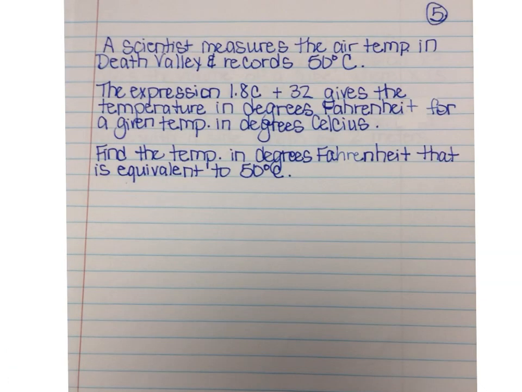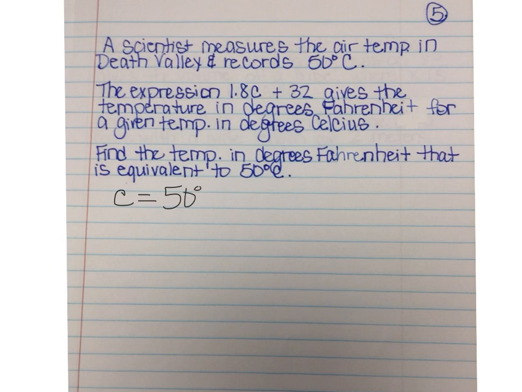All right, we're going to work on a word problem, and you do not need to write the word problem out. I just put it in here so you could read along with me. A scientist measures the air temperature in Death Valley and records 50 degrees Celsius. The expression 1.8 C plus 32 gives the temperature in degrees Fahrenheit for a given temperature in degrees Celsius. Find the temperature in degrees Fahrenheit that is equivalent to 50 degrees Celsius. Okay, so we said that he was measuring 50 degrees Celsius. So we know that C equals 50.